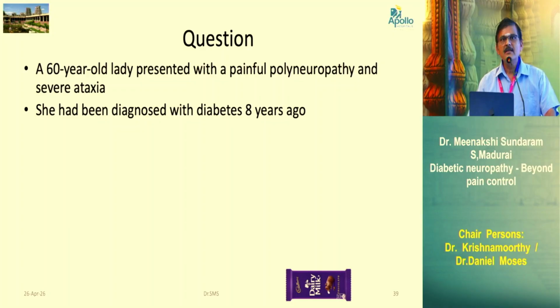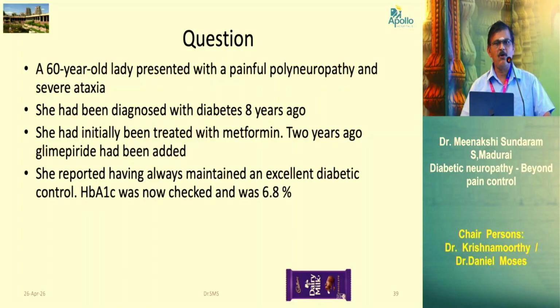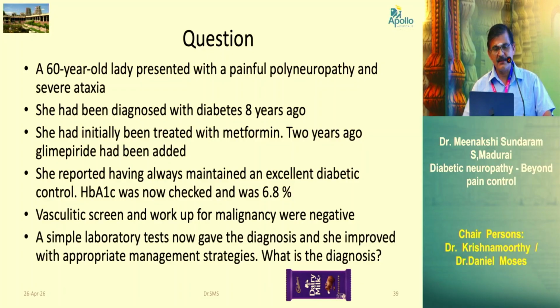A 60-year-old lady came with painful polyneuropathy with severe ataxia. She had been diagnosed with diabetes mellitus 8 years ago, initially treated with metformin, and 2 years later glimepiride was added. Good control of diabetes, HbA1c less than 6.8%, and a vasculitic screen and a malignancy screen were all negative. But a simple lab test gave a diagnosis. What is this test and what is the diagnosis here?